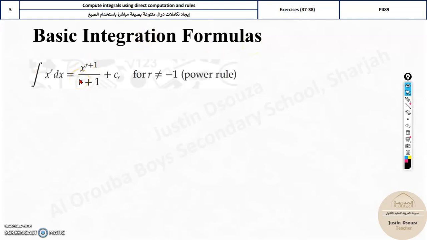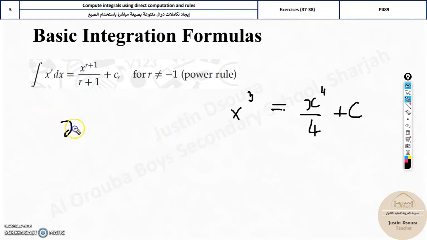Now we will just go through basic rules, basic formulas, which must be known. That is the power rule. If you have, say, for example, x to the power 3, always remember you need to add the power up, add the power and divide it by the added power, that is 4. And don't forget to write the constant. The thing is, integration is opposite to derivatives. So whenever we derive any constant, it becomes 0.